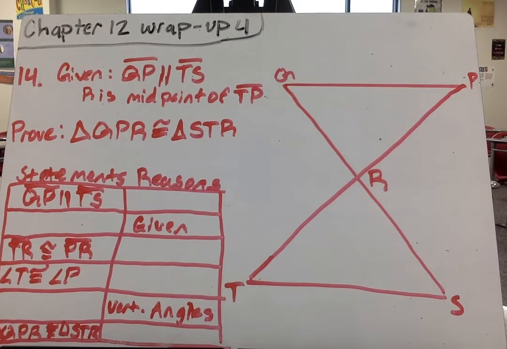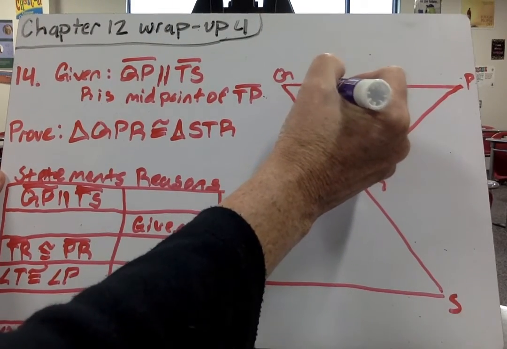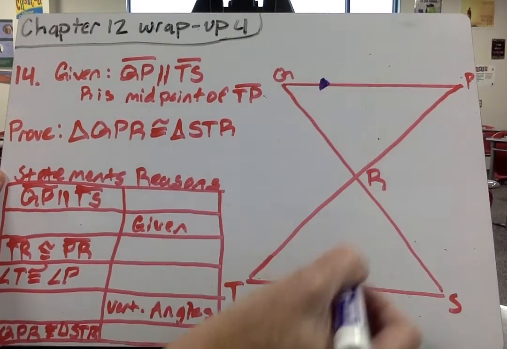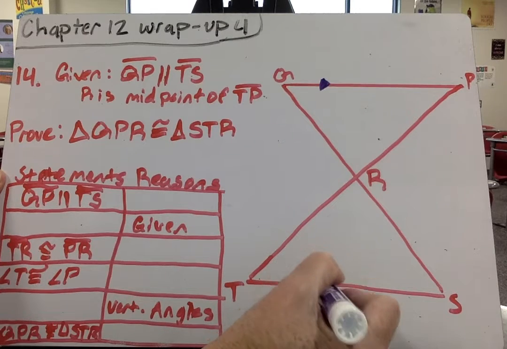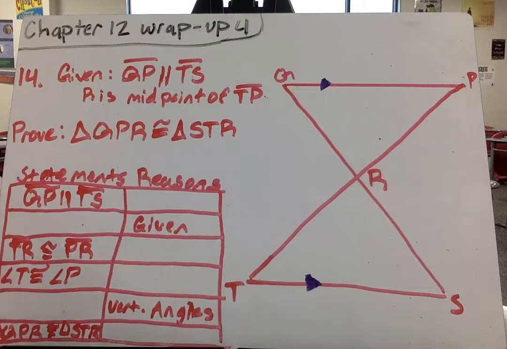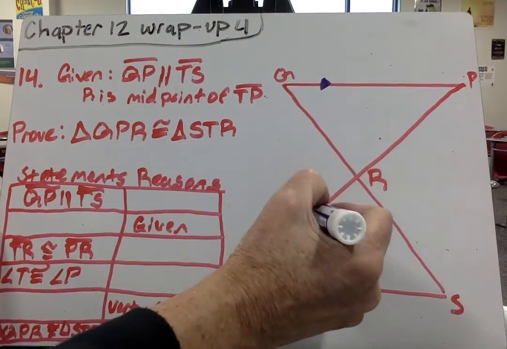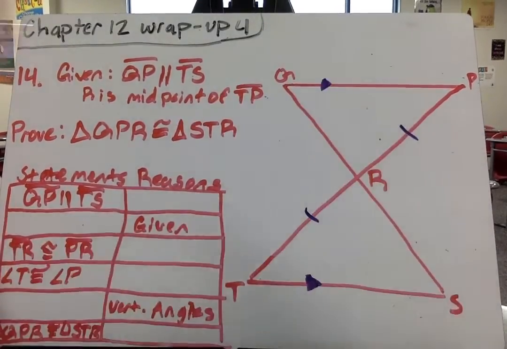Given QP is that right there means parallel. So we know QP is parallel to TS. Let's go ahead and mark that. Remember, parallel is marked by a little arrow sign through the line. Okay. R is the midpoint of TP. Okay, so if R is the midpoint of TP, we know that's going to be congruent to that.